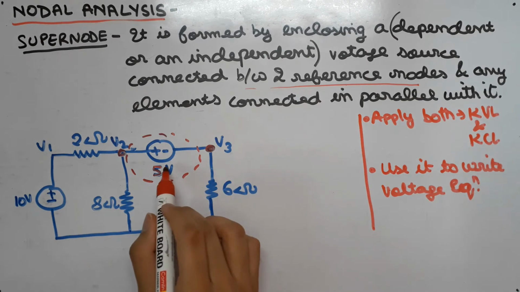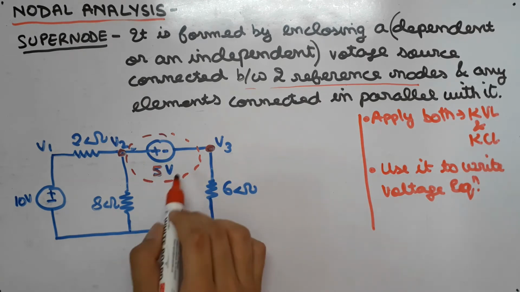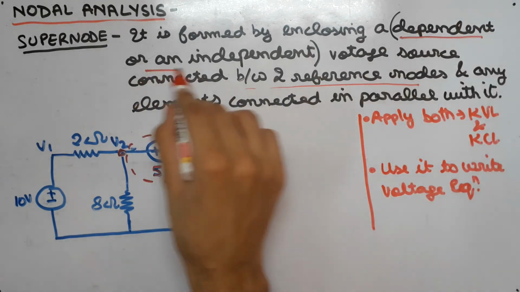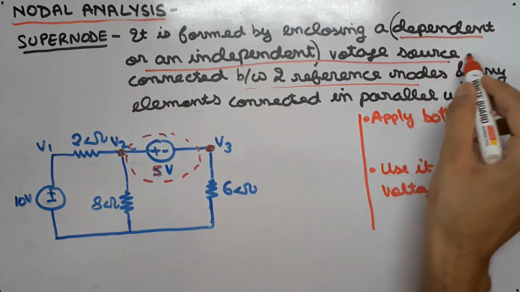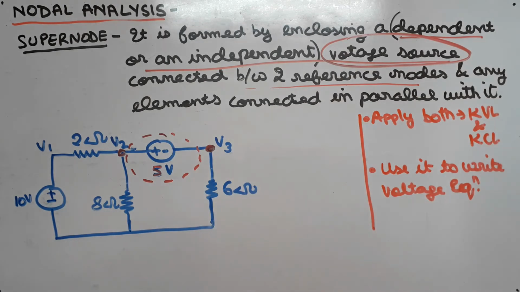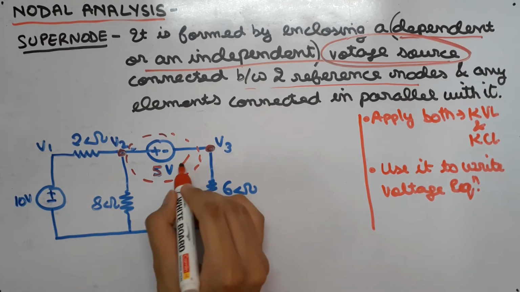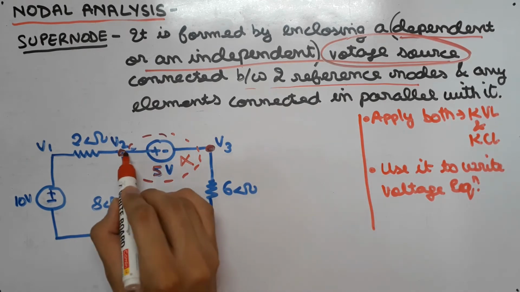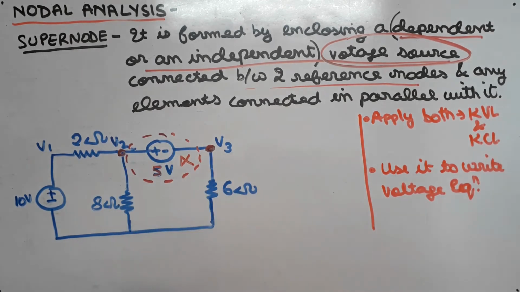If it had been a dependent source over here, then also it would have been a supernode, as it is formed by both, that is dependent and independent voltage sources. But keep in mind that it is only formed by voltage sources and not by current sources. Now first thing to keep in mind is that while assuming the currents in each branch, we will not assume current to flow from this branch. That is, we will not write any current between V2 and V3.